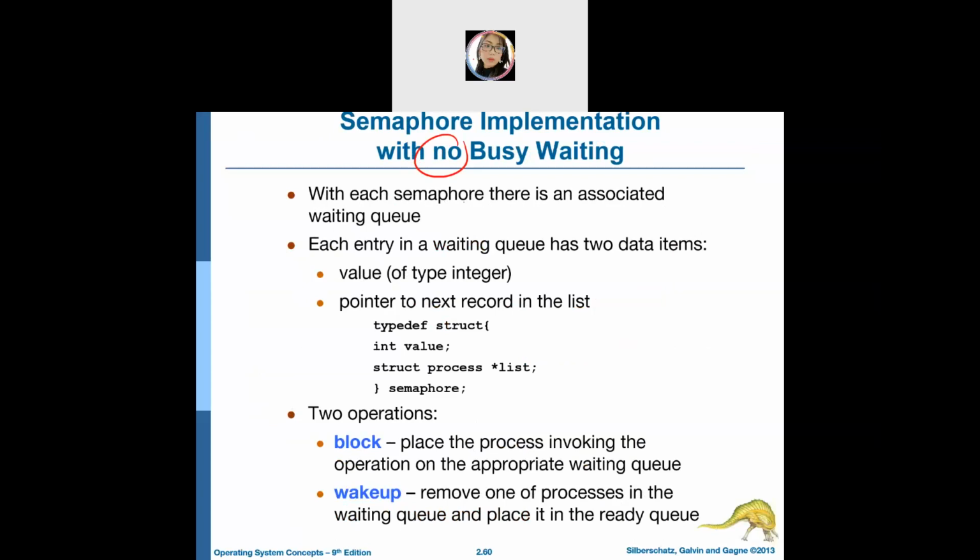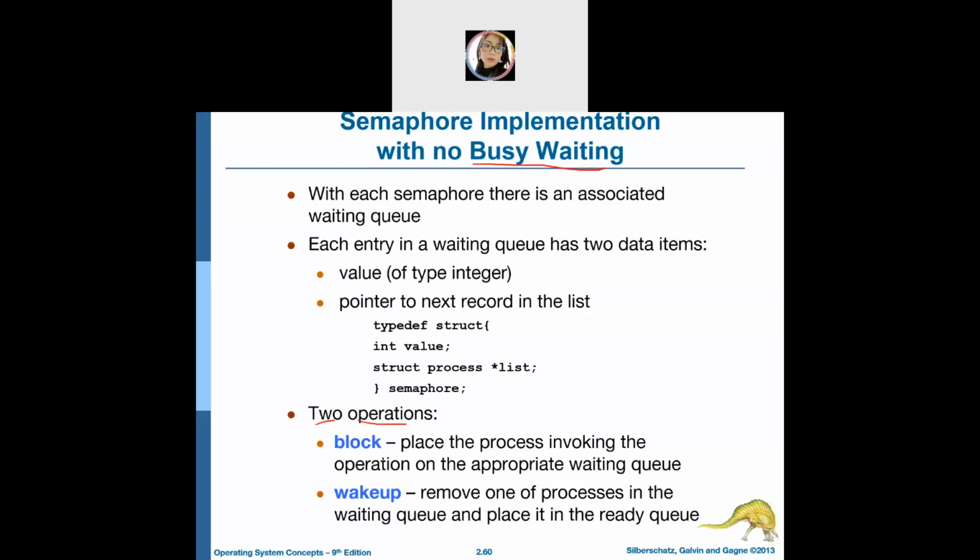With each semaphore, there is an associated waiting queue. Each entry in a waiting queue has only two items, which are a value and a pointer, which is going to point to the next record in the list. For the value, you're going to have the type integer, of course, as normally when we play around with the value.